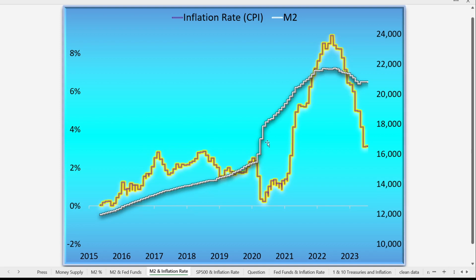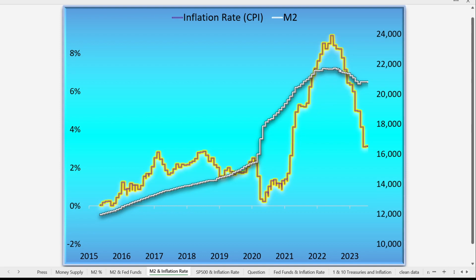As M2 increases, then the inflation rate goes up. It's not an immediate reaction. They don't increase the amount of money in the money supply on Monday, and then everything goes up on Tuesday. There's a delayed reaction. The spike in M2 occurred, really, we're looking at early 2020, March, April, May. Remember what was happening around that time of 2020. The inflation rate really didn't skyrocket until April of 2021. There was about a year's lag.